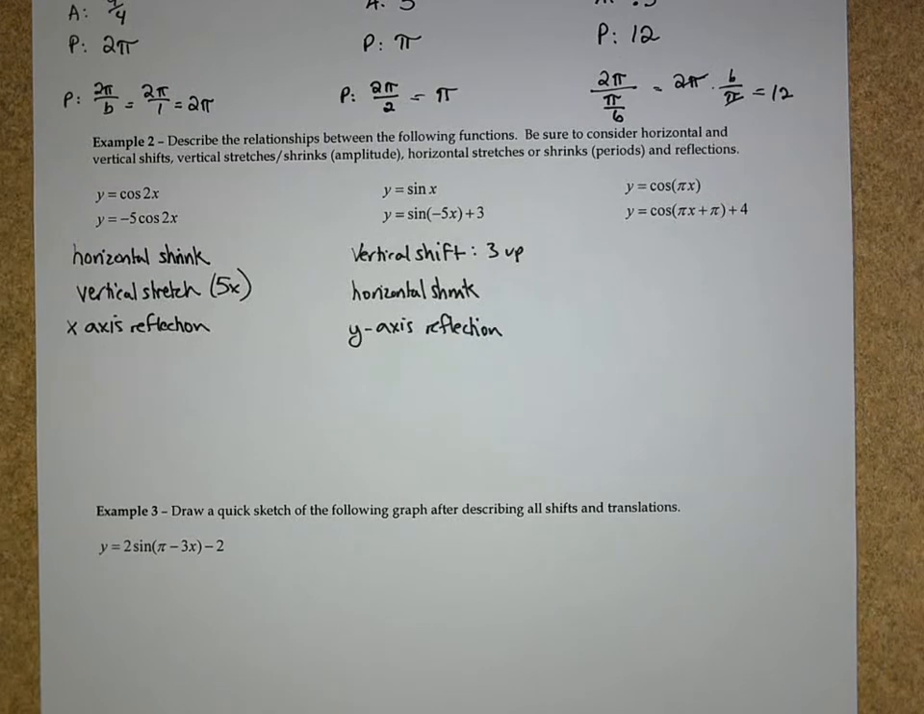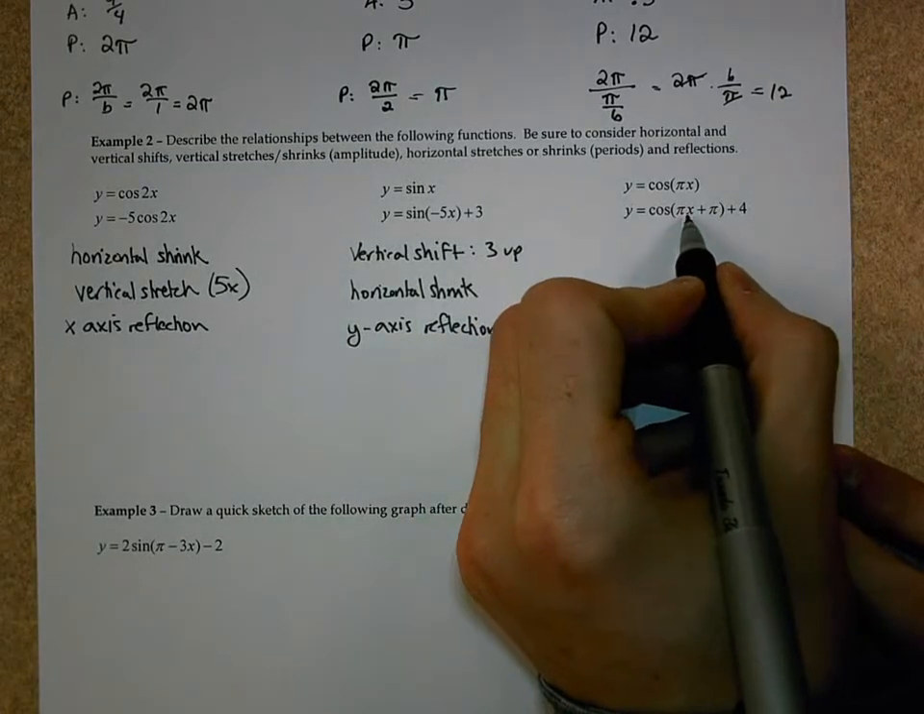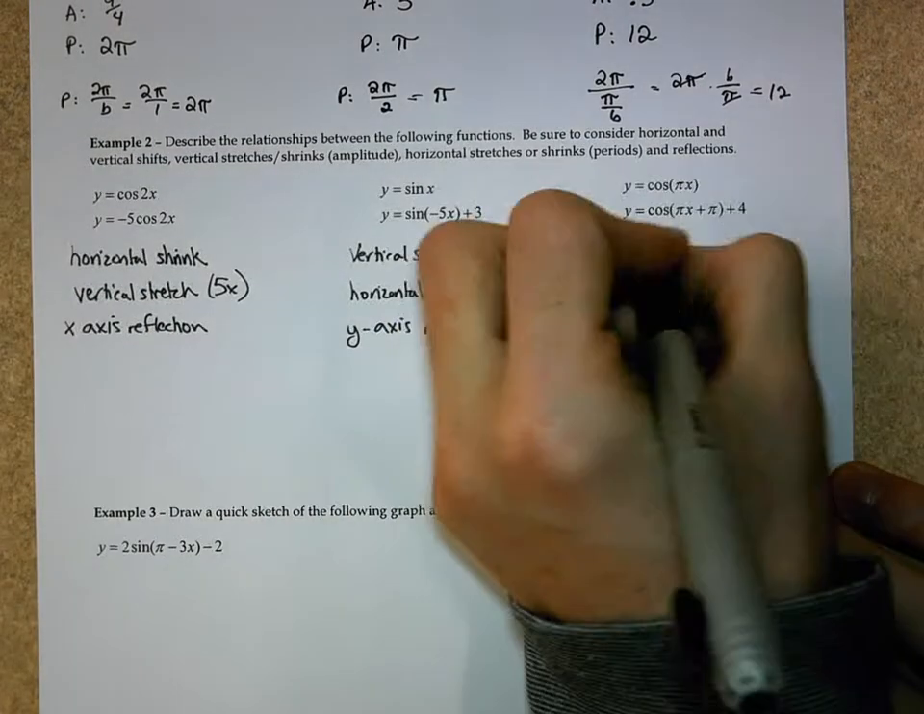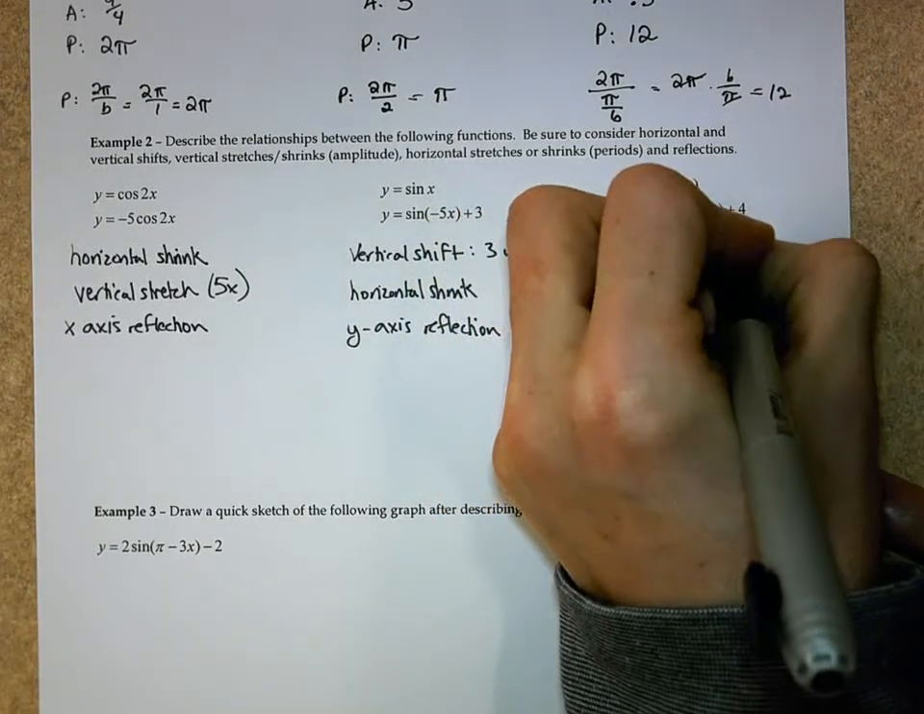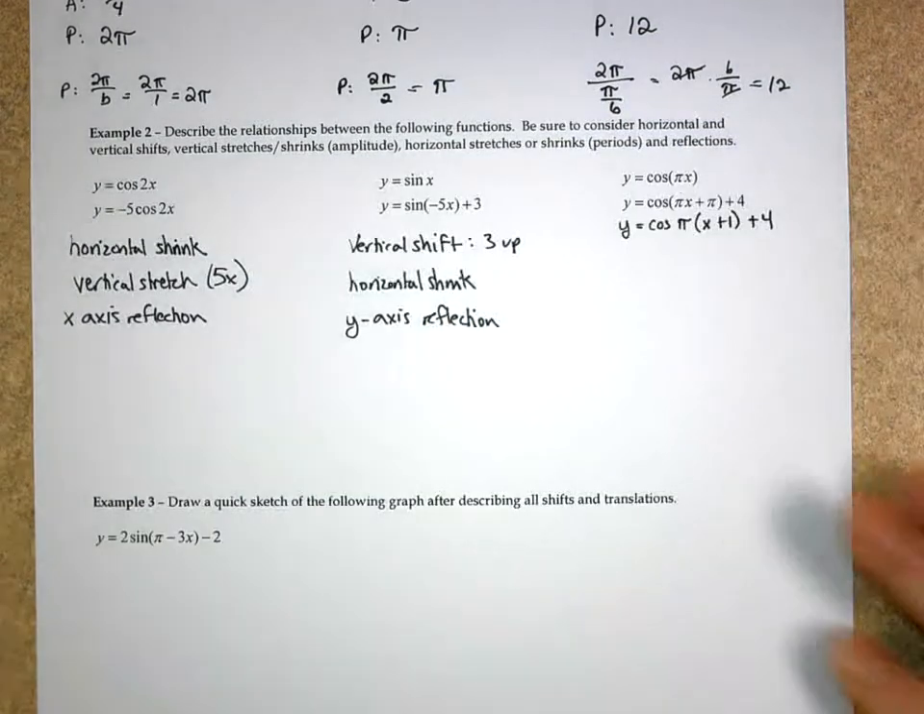The last piece right here indicates a value we need to factor out. Here we've got this pi in front of the x with an additional quantity. So really here we need to factor out a pi before we do anything.